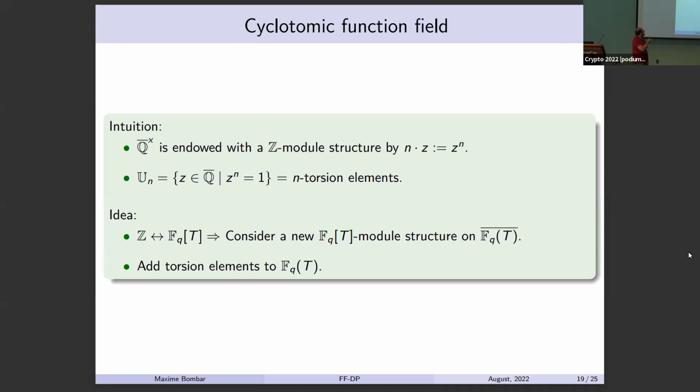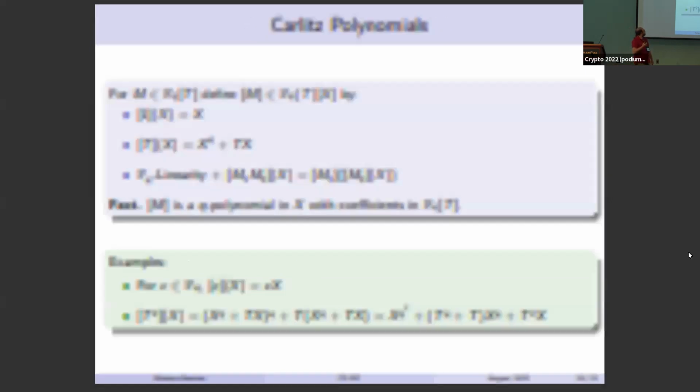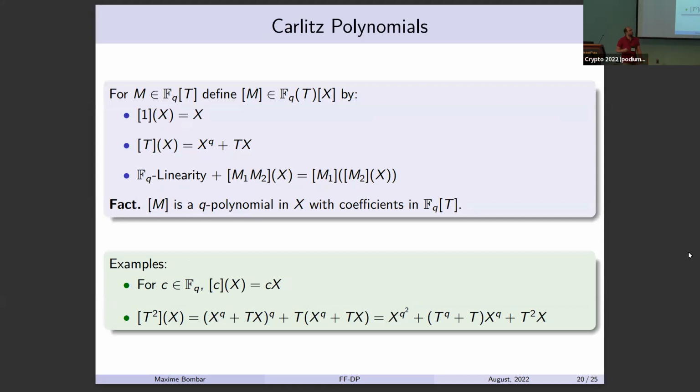Well, we can do the same by keeping in mind that Z is the analog of the polynomials. We can do the same and consider a new F_q[T]-module structure on the algebraic closure of F_q(T), and we can add the torsion elements to this field. Okay, to define this action, I will associate to any polynomial in T a new bivariate polynomial in X. The definition is recursive. So the bracket of 1 will be just the polynomial X. The bracket of T will be defined as X^q + T X. And I propagate everything by F_q-linearity, and I want the bracket of a product to be the composition of the brackets here.